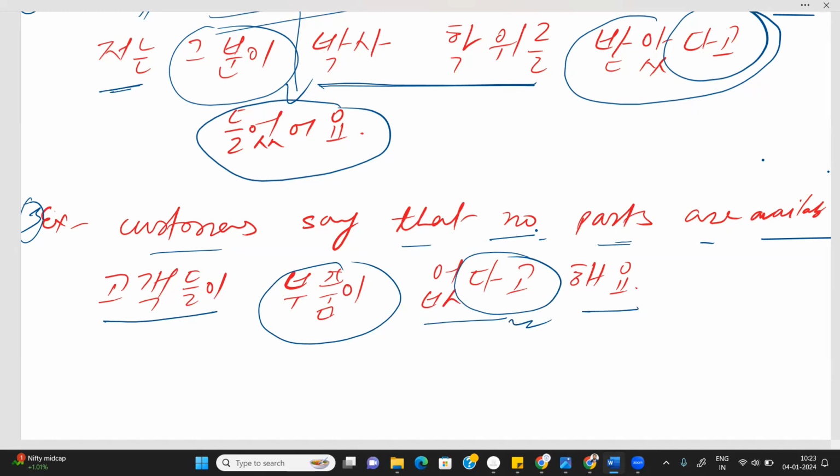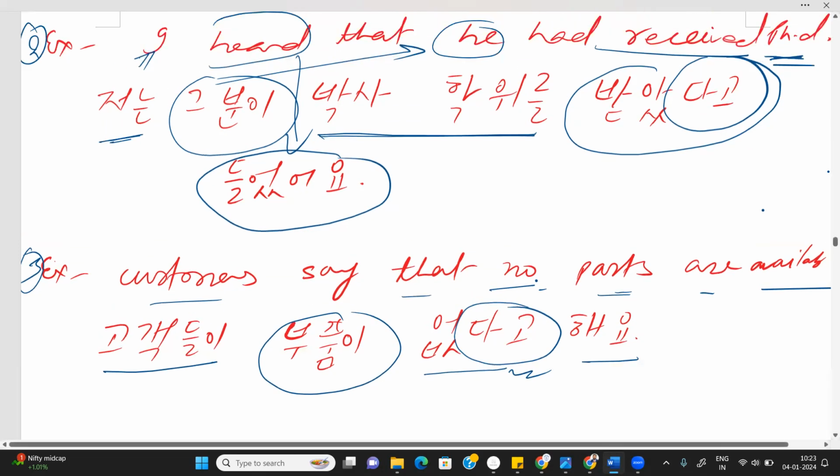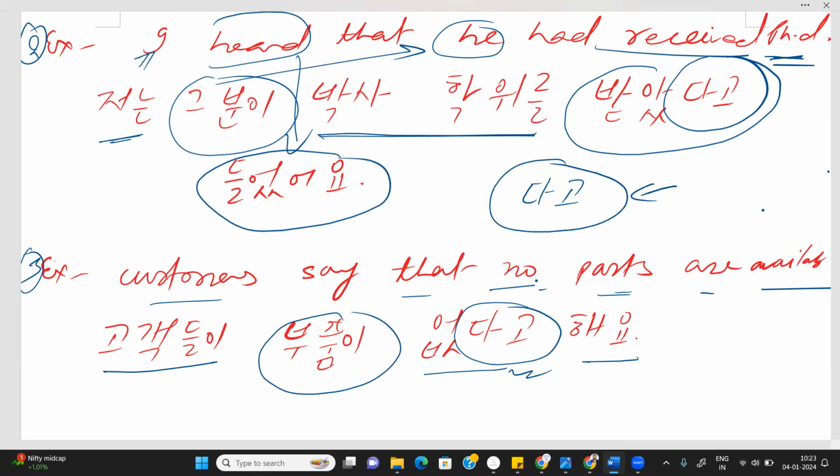Okay. I hope everyone understood this pattern, how to use this pattern. Okay. Dago. Today's pattern was dago. Today's grammar pattern was dago, advanced Korean grammar. Okay.